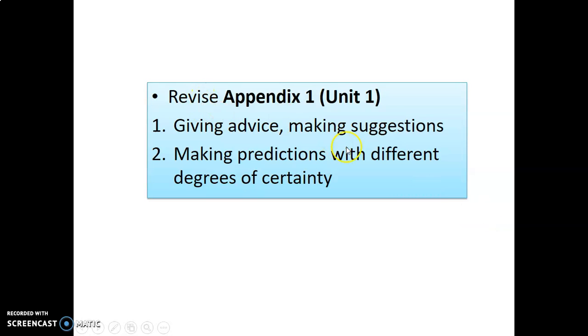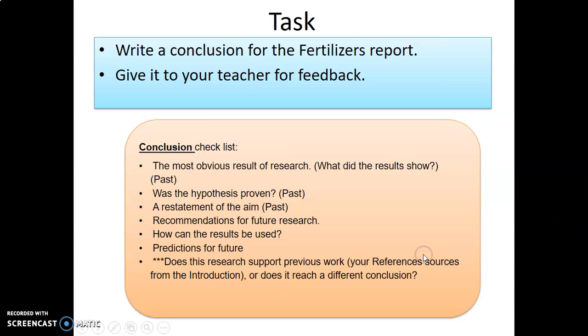So I suggest you revise the language covered in Unit 1, Appendix 1, such as giving advice, making suggestions, making predictions with different degrees of certainty. Please take a look again at Appendix 1 and revise this language for you to be able to use it properly. So that's the task now. You need to write a conclusion for the fertilizers report, and this is the checklist. This is the checklist for you to be sure you mention everything, and in brackets it's written what tense you should use.